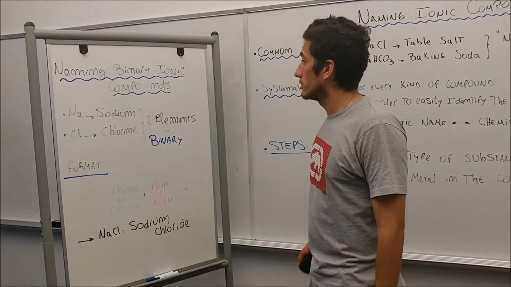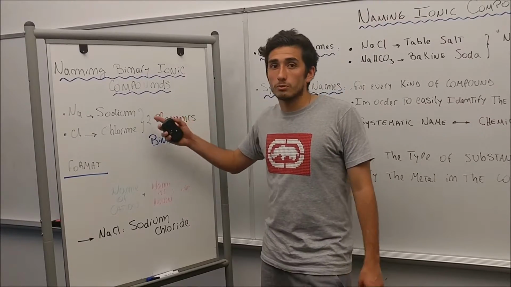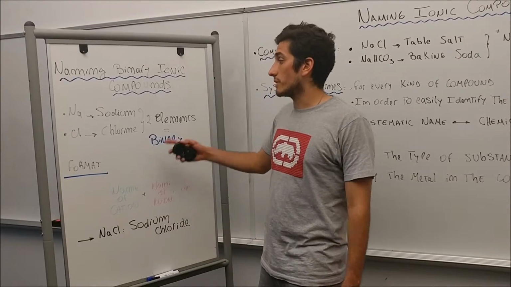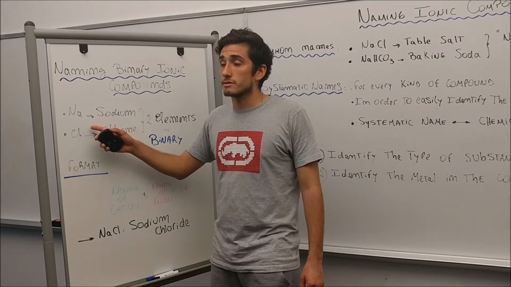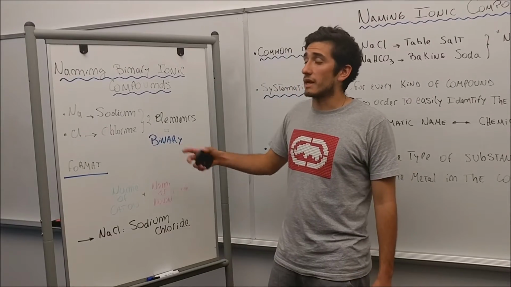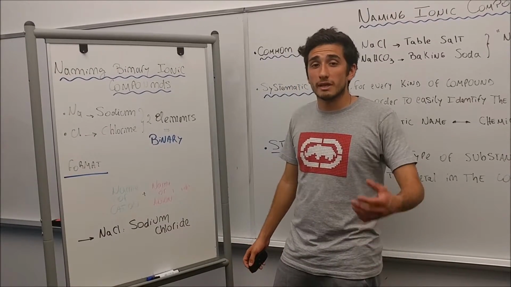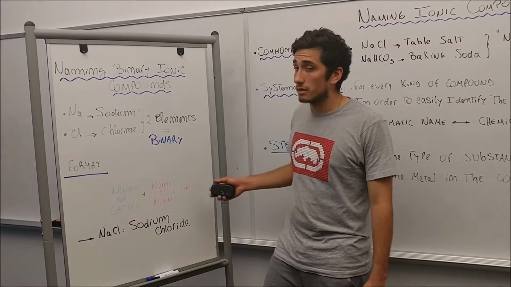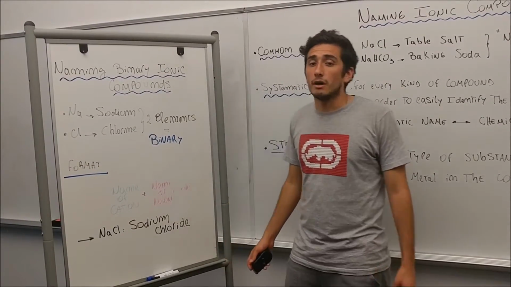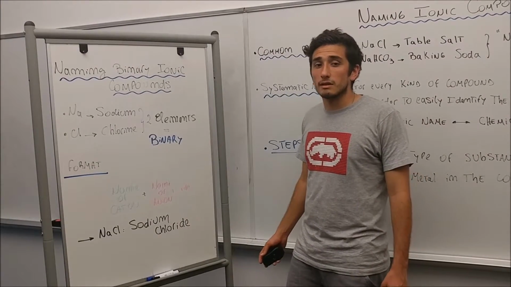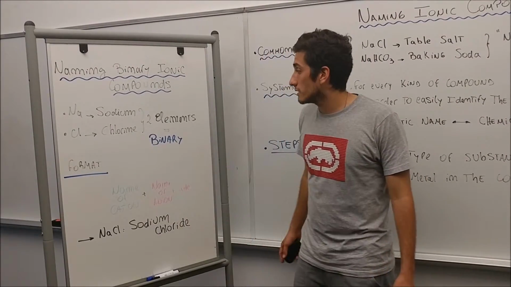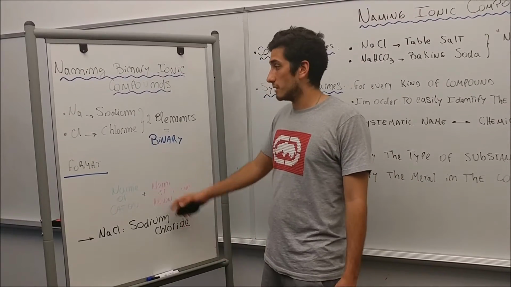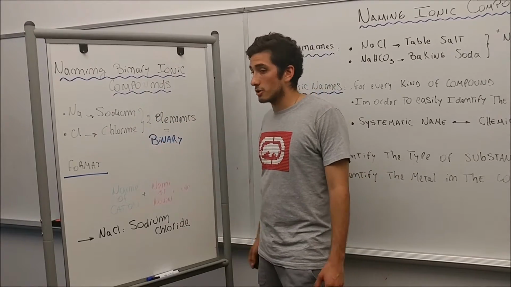So now, knowing that the compound we are talking about is an ionic compound and the metal in it is sodium, which is an alkali metal, we are going to name our table salt in a chemical way. Looking at the formula of the salt that we already deduced, we can see that it's composed of only two different elements, sodium and chlorine.